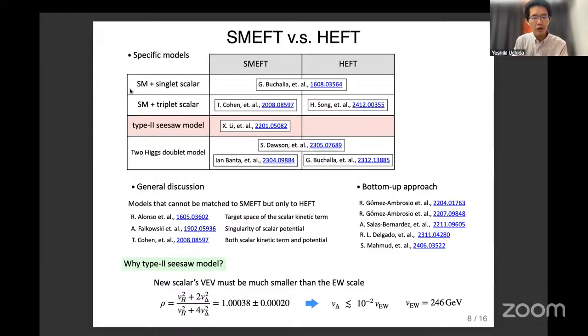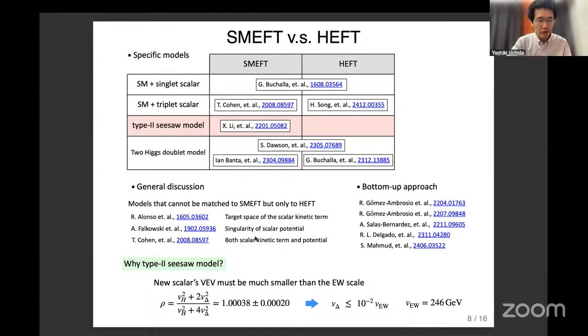So this is a recent situation about the Standard Model Effective Field Theory and the Higgs Effective Field Theory. Recently, people assume some specific UV model and match this specific UV model onto the SMEFT or HEFT and compare these effective field theories. And there's also the bottom-up approach here, and also the general discussion here.